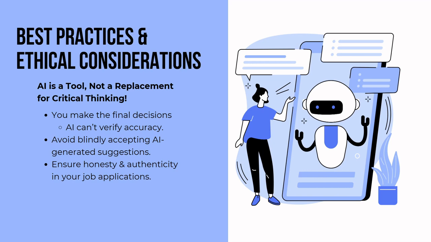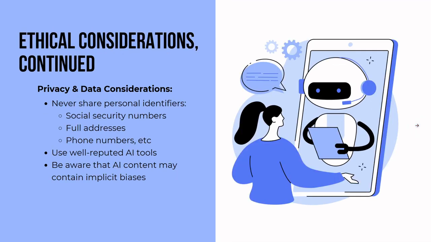So again, never blindly accept those AI generated suggestions, and always make sure that you have honesty and authenticity in your applications, and that will go a long way when we're modeling those dispositions as well. So some more ethical considerations, more ways to keep ourselves safe and to show others how to keep themselves safe as well, is never to share personal identifiers such as social security numbers, any type of full addresses, phone numbers.